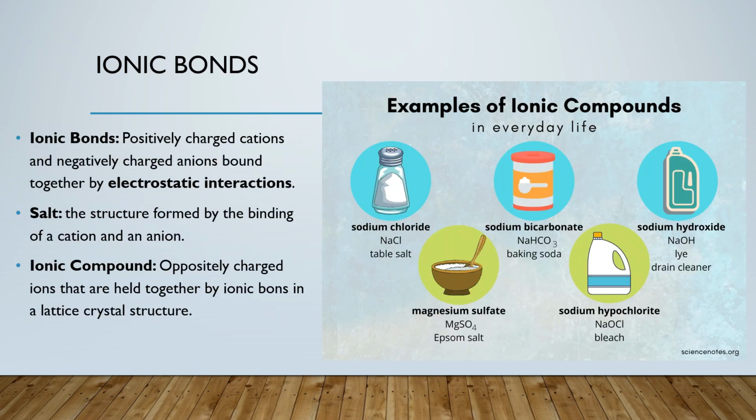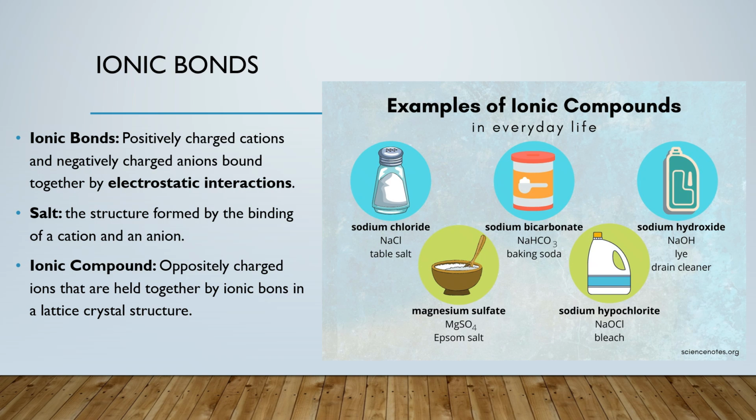Ionic bonds are formed when positively charged cations and negatively charged anions are attracted to each other. The attraction is due to electrostatic interactions between opposite charges. Salt is the structure that results when a cation and anion combine. It typically refers to ionic compounds formed by these ionic bonds.